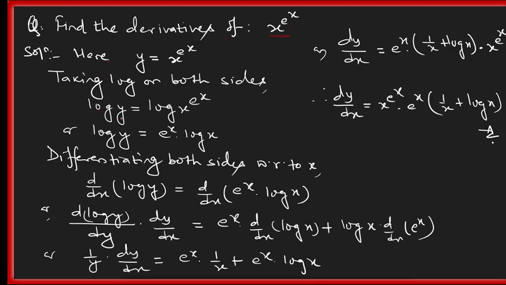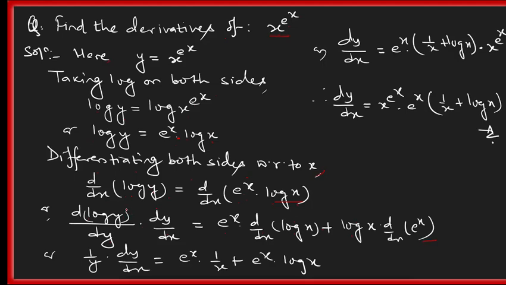both sides. Log y equals log x to the power e to the power x, which is e to the power x times log x. Now differentiating both sides with respect to x, we get d/dx of log y equals d/dx of e to the power x times log x. The derivative of log y with respect to y times dy by dx equals first no change derivative of second plus second no change derivative of first.